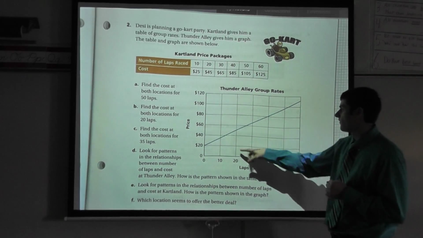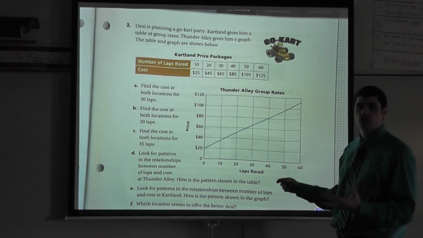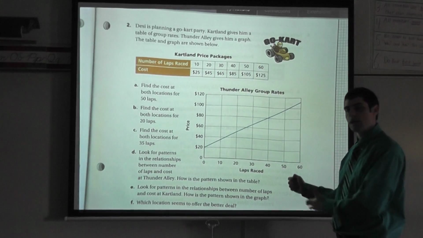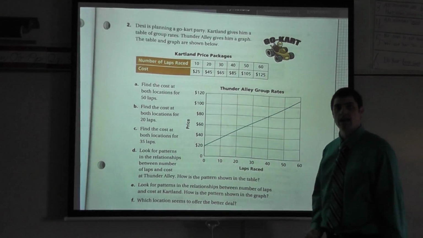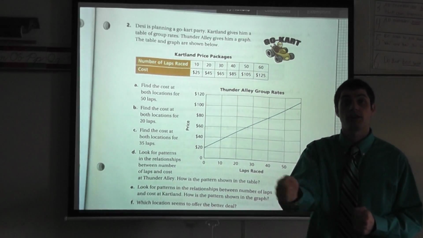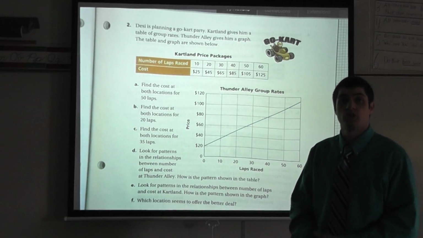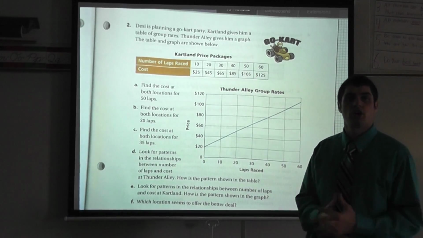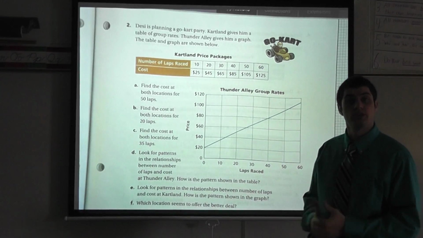So I can tell from my graph here that it's going to cost you $1.50 per lap because I'm starting with $20. I walk up to the Thunder Alley group, I say, here's my $20, we'd like to race. How many laps are you going to do? We're going to do 40 laps. It's going to cost you $1.50 per lap that you do.